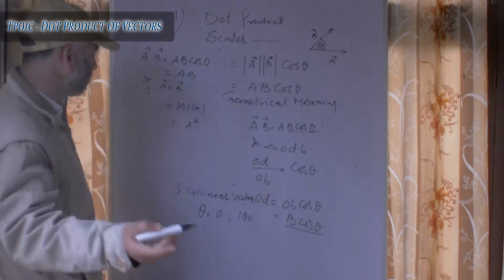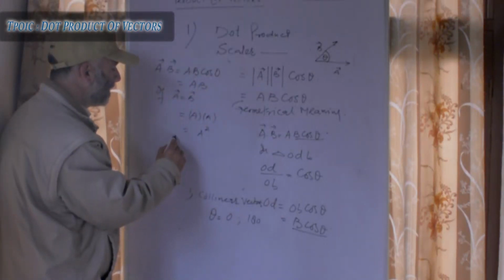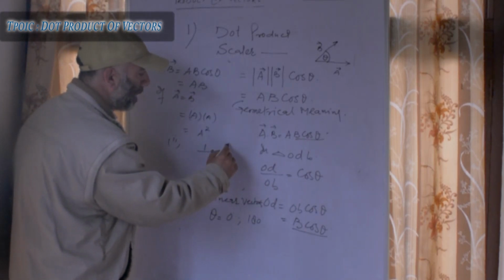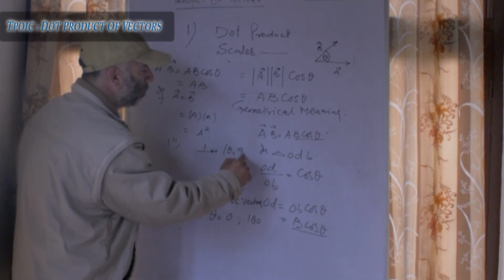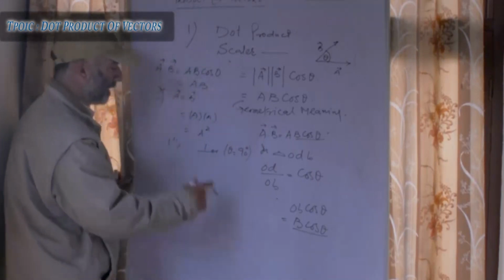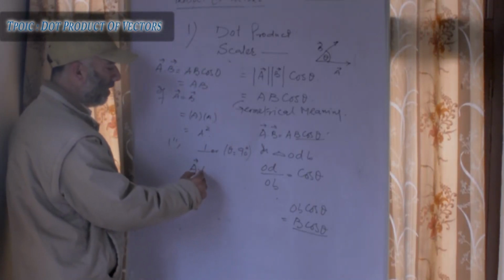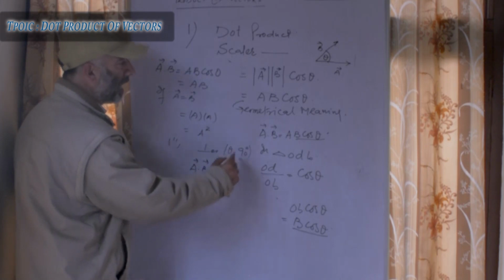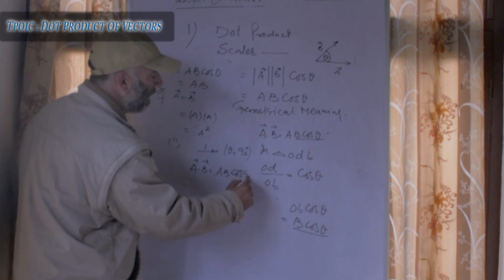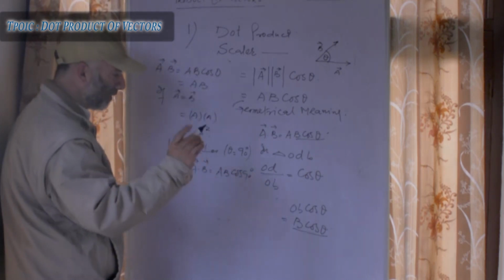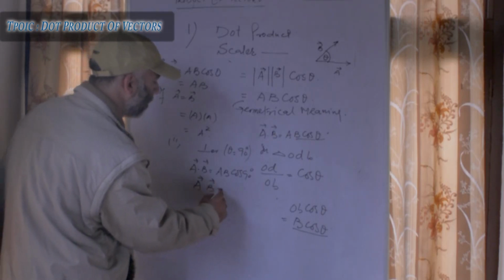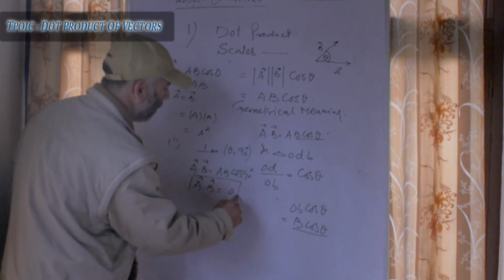Now, the second case is if the two vectors are perpendicular. Perpendicular means theta equal to 90. So under this condition, what happens to the dot product? Let's see. A dot B will be equal to mod of A, mod of B, and cos of 90. Cos of 90 is always equal to 0. So A dot B is equal to 0. You have to remember this. Whenever two vectors are perpendicular, their dot product is 0.